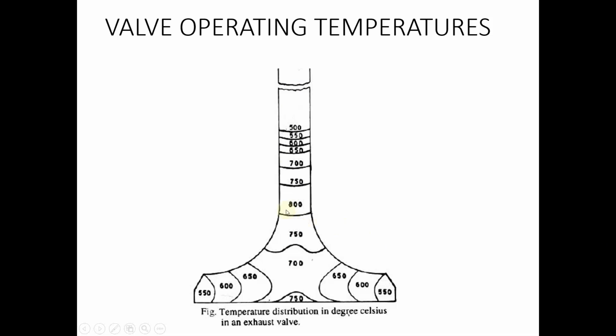So due to this, you can see the highest temperature being developed in the region where the valve stem meets the valve head, this conical section. This is the area where failure frequently occurs. So if the valve breaks, it will break around this area.